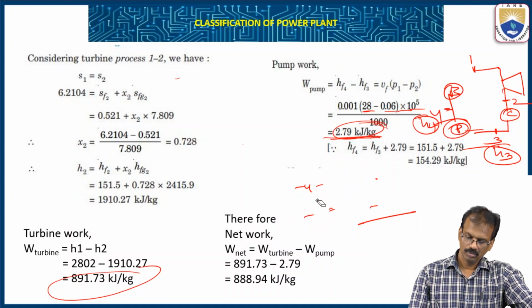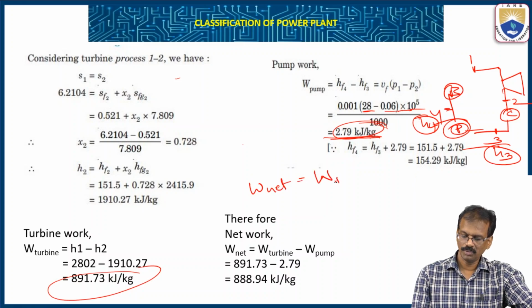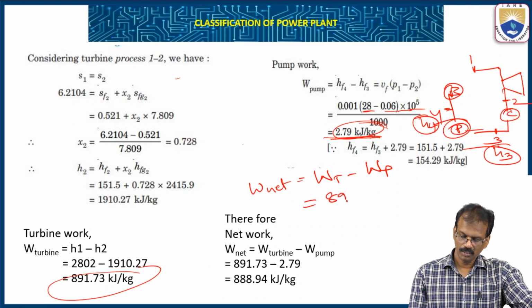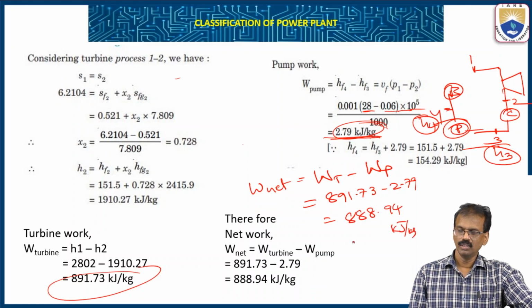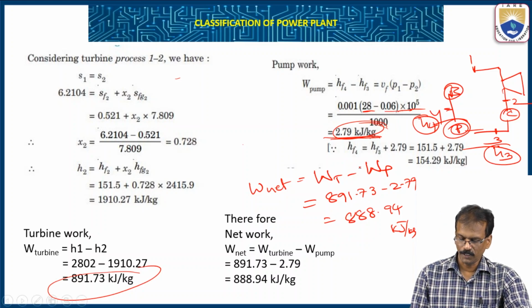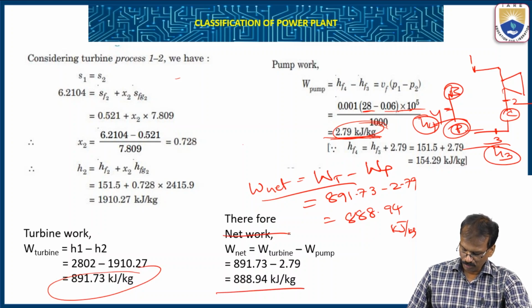Because the net work, we have to find out this one. W net is equal to work done by turbine minus work done by pump. This is the useful work: 891.73 minus 2.79. So this is the value. Finally, 888.94 kilojoule per kg. This is the work done by the power plant, the turbine work minus the pump work. So this is the net work done by the thermal power plant.